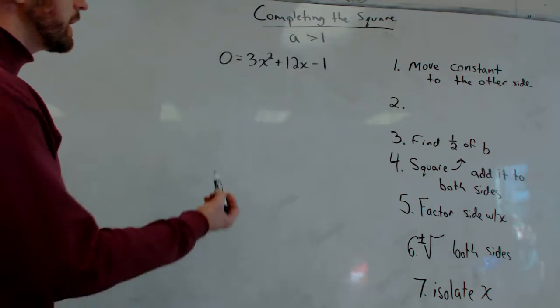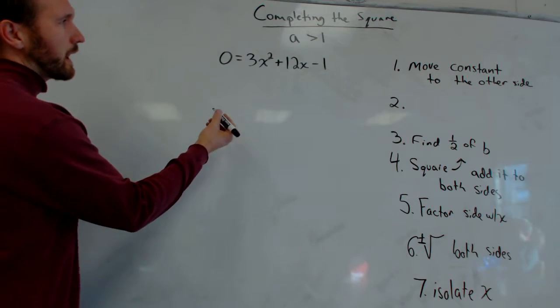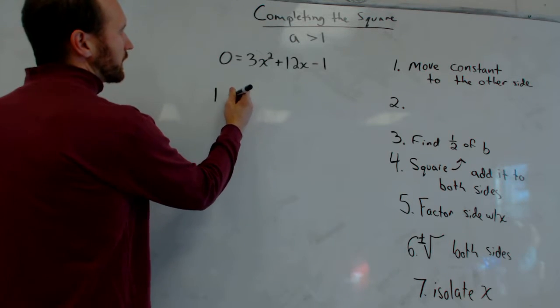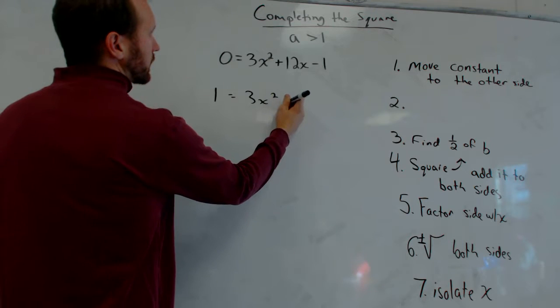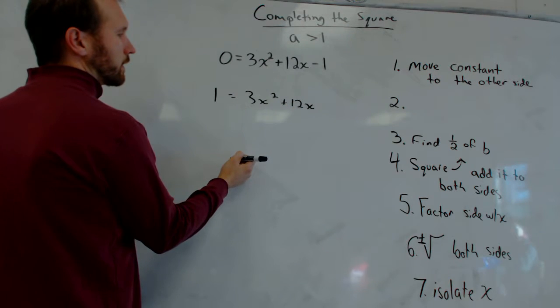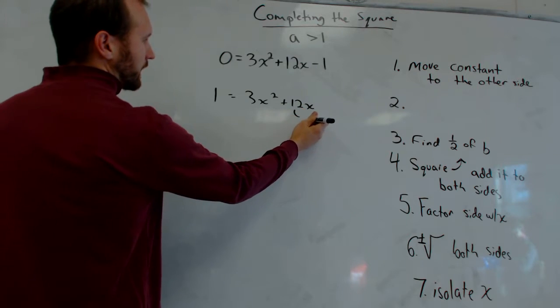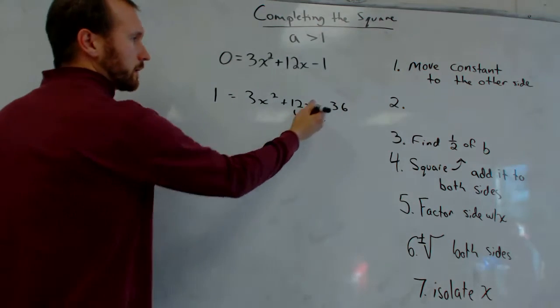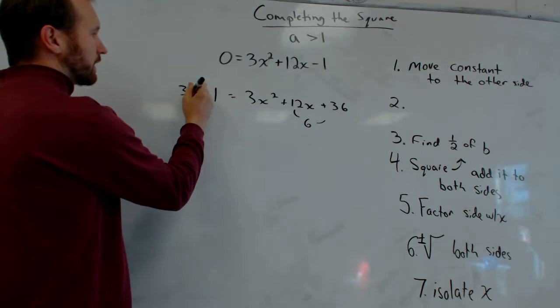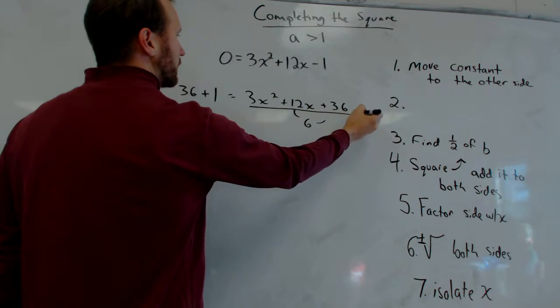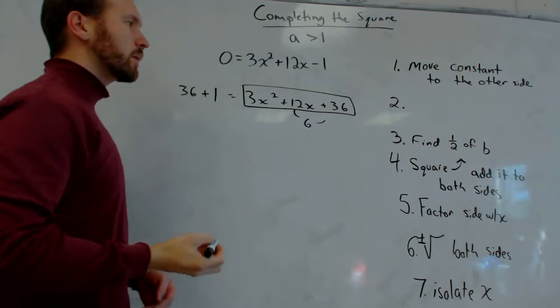But I just want to think about this problem for a second. Don't write this part down. But if I had this, right? 1 equals 3x squared plus 12x. If I found 1/2 of b, that's 6. And if I squared it, that's 36, right? Don't write this down. You can switch them though. What would be wrong with this?